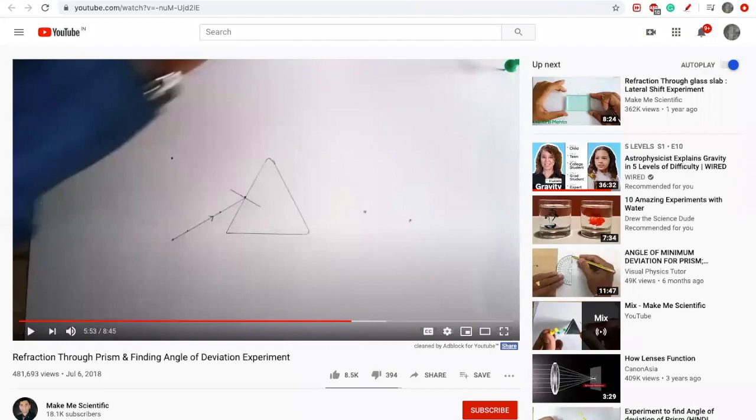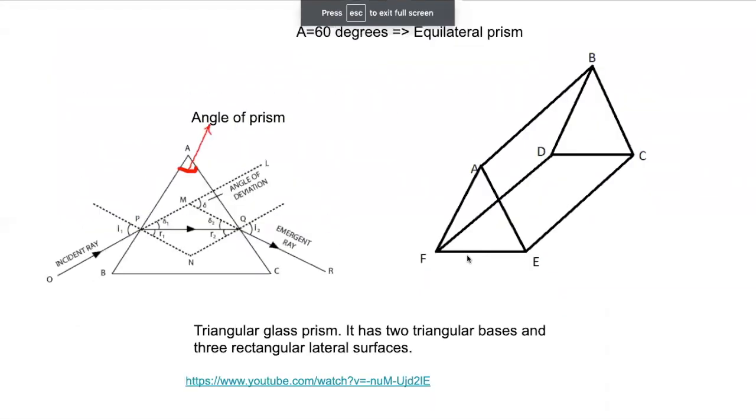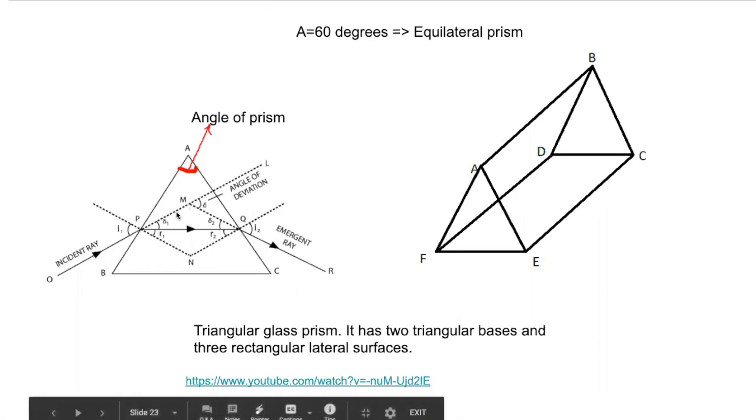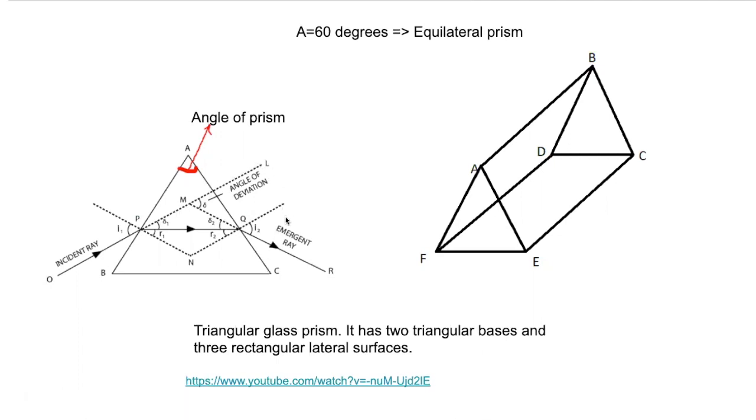Let's come back to our presentation. So now what is the angle of deviation? The incident ray on the prism was supposed to go like this if there was no prism. But since we have placed the prism, it is going like this. So the angle by which it has deviated is called the angle of deviation. It was supposed to go like this. It is now going like this. So how much has it deviated from its path? This whole angle is the angle of deviation.